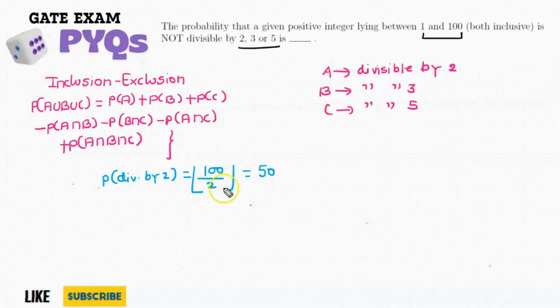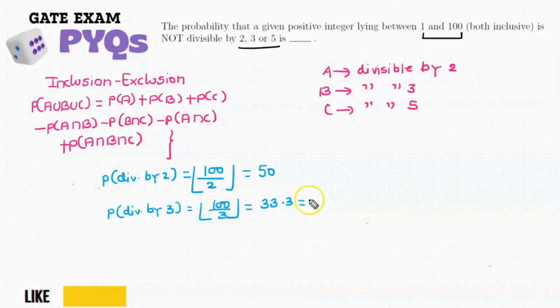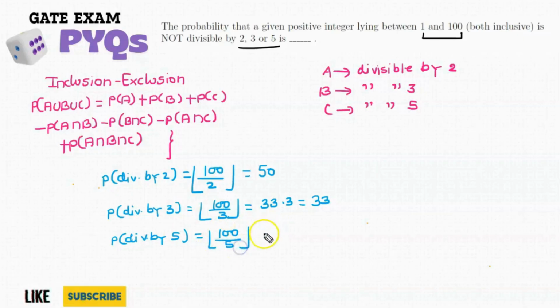This floor function, we know, always gives an integer value less than or equal to the number. The probability that it is divisible by 3: we take the floor of 100 over 3. So we get 33.3, but the floor function gives an integer output, so we are getting 33. Similarly, for the probability that it is divisible by 5, we take the floor of 100 over 5, and exactly 20 we will get here.